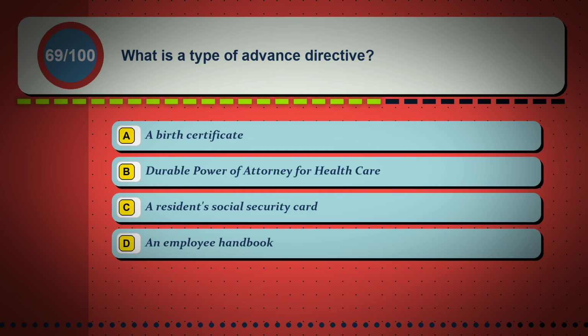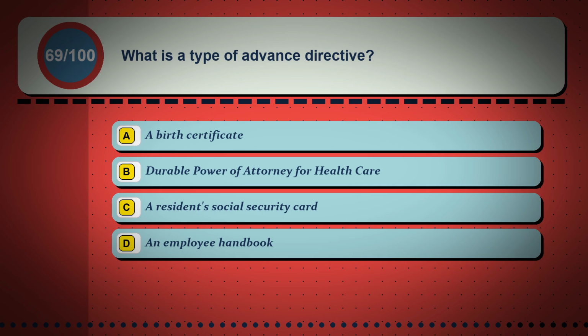Option A, a birth certificate. Option B, durable power of attorney for healthcare. Option C, a resident's social security card. Option D, an employee handbook.